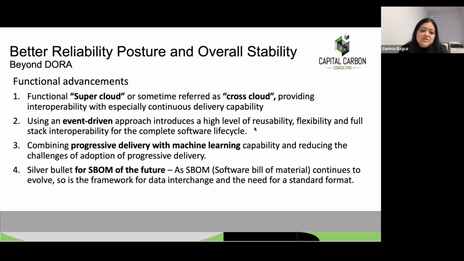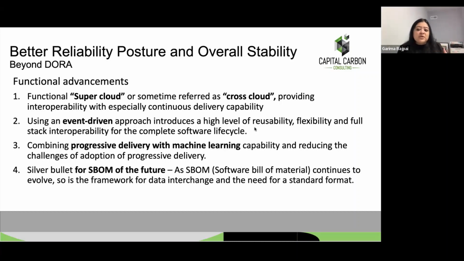I would highlight some of the functional advancements which are associated with this. The first is functional advancements of super cloud, sometimes referred to as cross cloud, providing interoperability with specifically continuous delivery capability, so we'll have to assess that posture moving forward. The second is using an event-driven approach and introducing a high level of reusability, flexibility, and full stack interoperability for the complete software lifecycle.